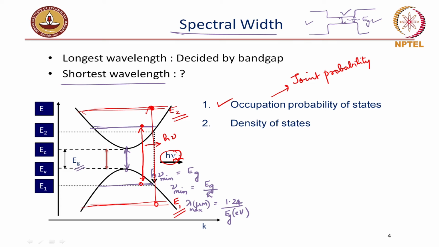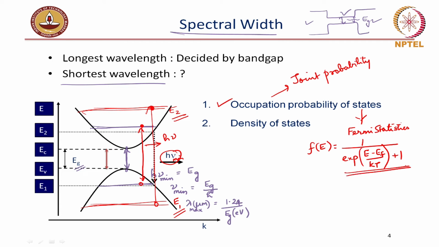Now we know that electrons are fermions, so what decides this is Fermi statistics. We will not go into the details of Fermi statistics, but I just want to tell you that the probability of occupation of an energy state E, according to Fermi statistics, is given by this function: 1 divided by exponential of (E minus EF) divided by kT, plus 1. Let's not worry about remembering this. Just know that this number tells you the probability of occupation of an electron in an energy state E, where the Fermi energy is EF.